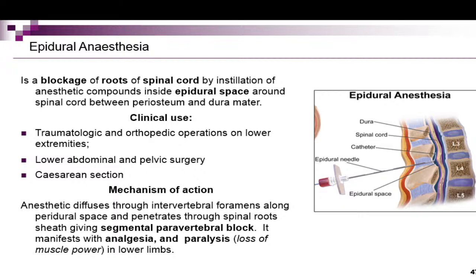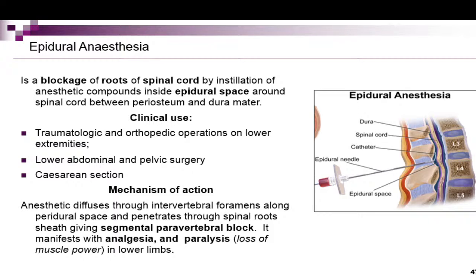The central variant of conduction anesthesia is epidural anesthesia. This is blockade of roots of the spinal cord by installation of anesthetic compounds inside the epidural space around the spinal cord, between periosteum and dura mater. Indications for peridural anesthesia are traumatologic and orthopedic operations of lower extremities, lower abdominal and pelvic surgery, and cesarean section.